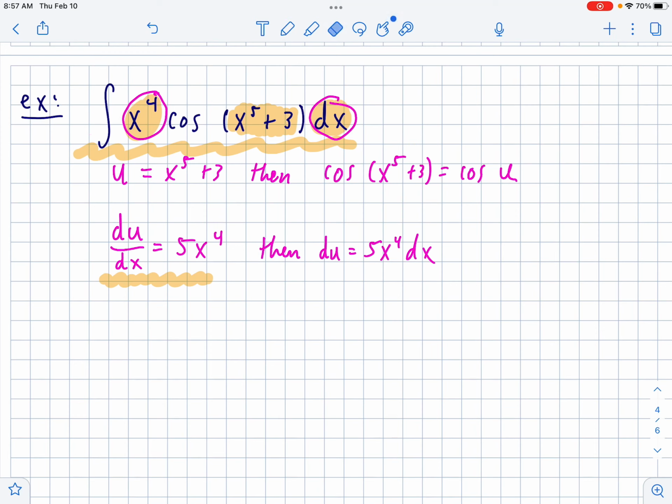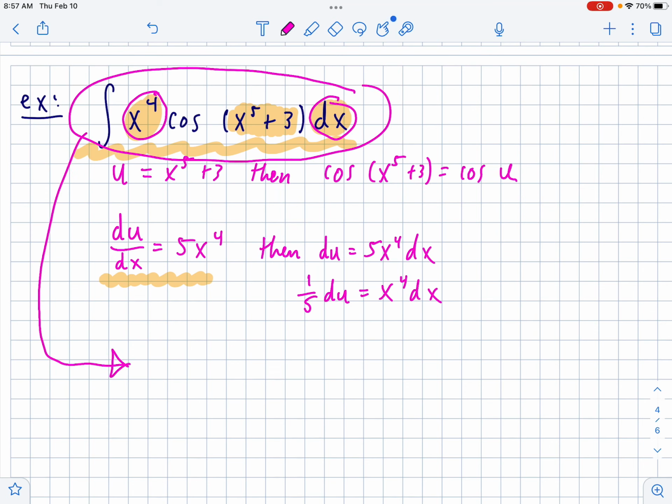I'm going to get rid of this 5 and this 1/5 just for now. So what you do is divide both sides by 5 and say 1/5 du is equal to x to the fourth dx. Then you can rewrite the entire problem using just u and saying this is the integral of 1/5 cosine u du.